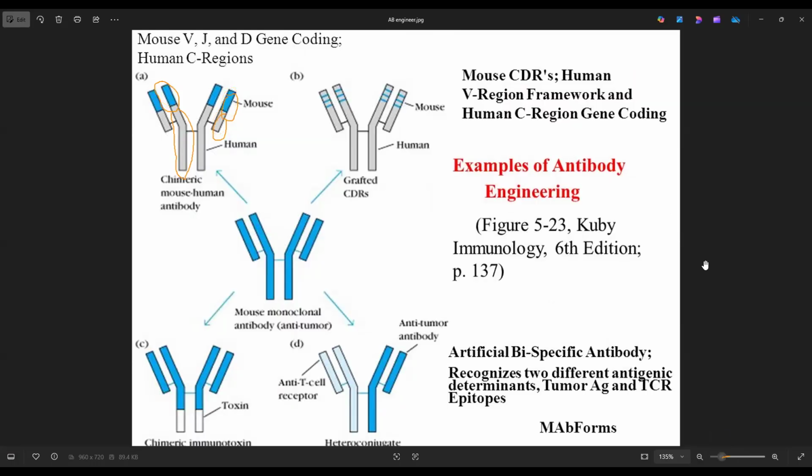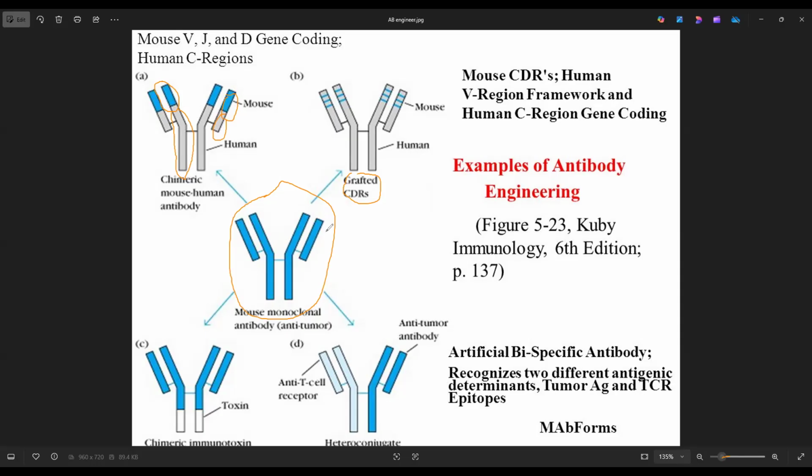So anyway, we see another strategy, that is grafted CDRs. Why do we have to make these grafted CDR antibodies? Because we have this monoclonal antibody which is being produced in the mouse. In the first strategy, we just removed the constant regions of the light and heavy chain with the help of cloning and overexpression methods, with the help of recombinant DNA technology.